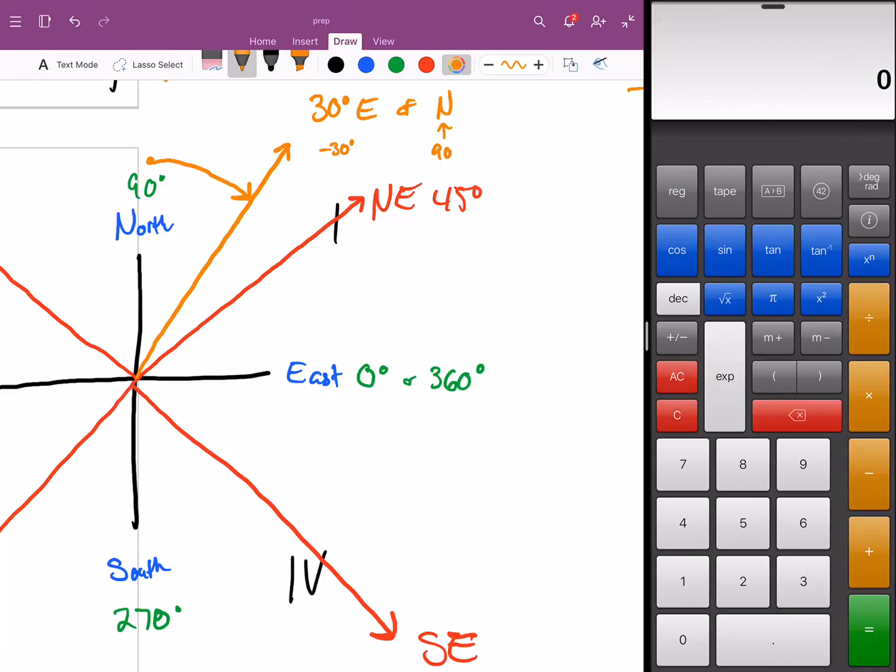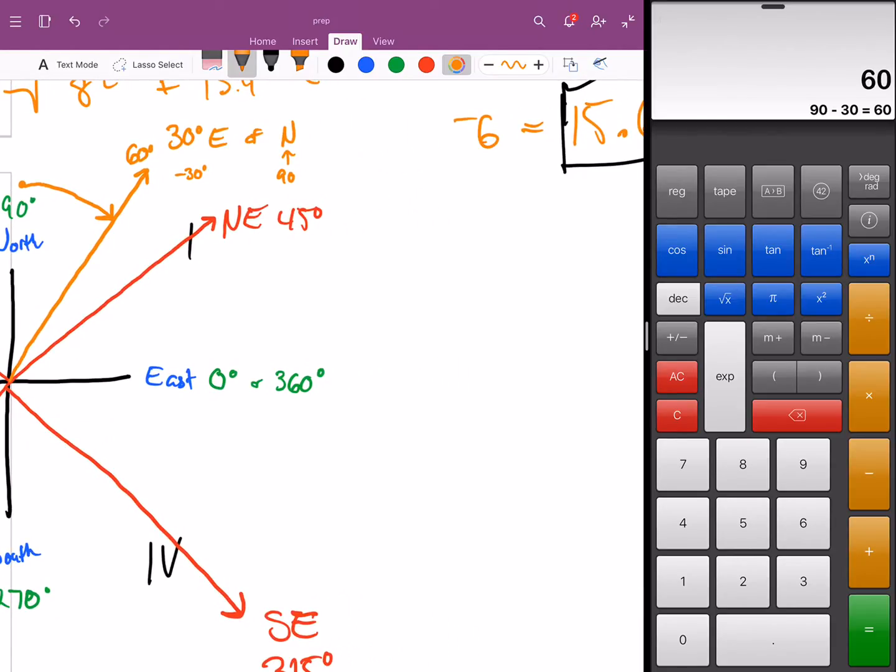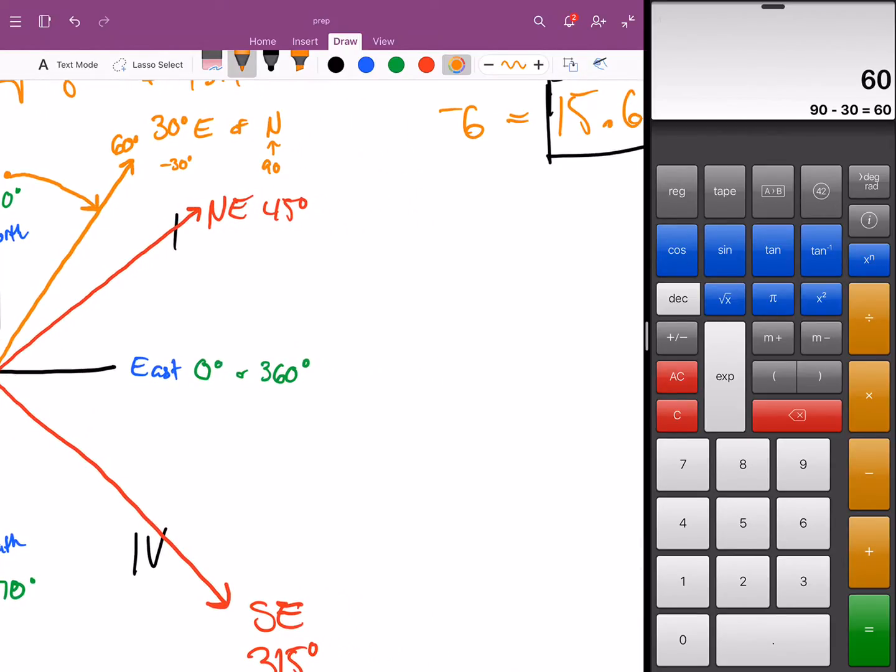Now this value, pretty sure it's 60. 60 degrees is your mathematical value. So to explain a word problem, if your word problem says 30 degrees east of north, on your calculator when you do sine and cosine, you have 60 degrees.